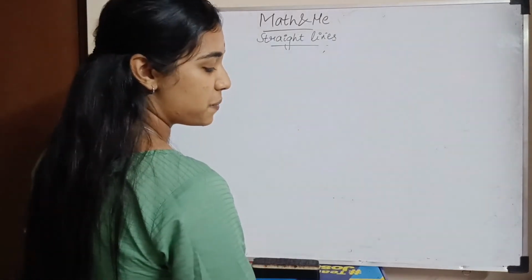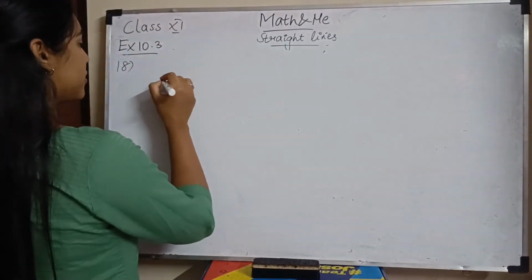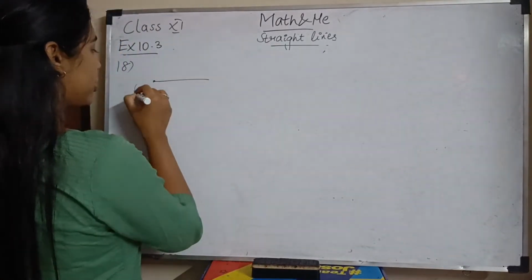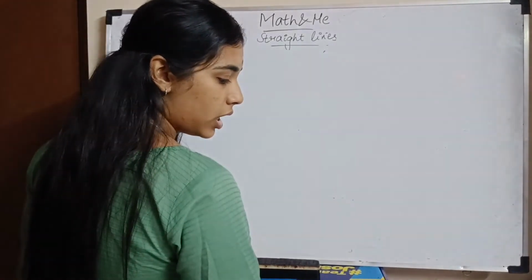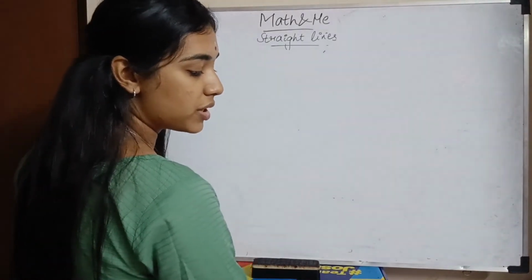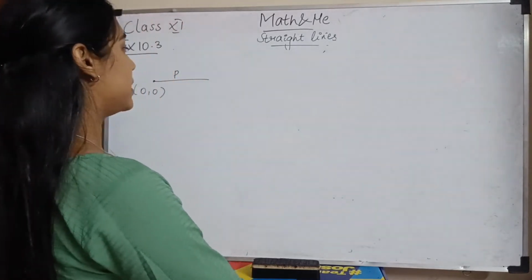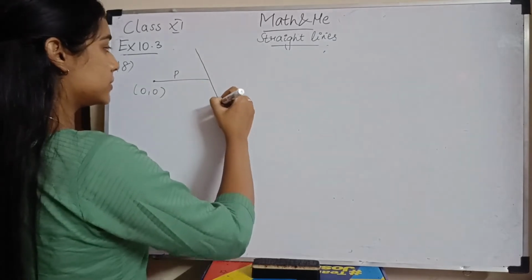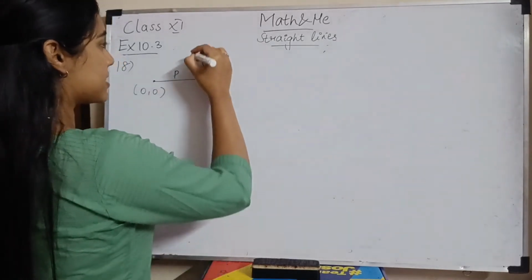So the question is, P is the length of the perpendicular from the origin (0, 0) to the line whose intercepts on the axes are a and b. So, this intersects the y-axis and this intersects the x-axis.